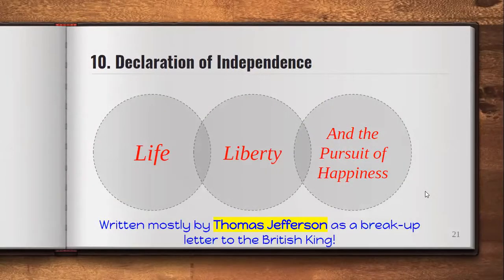All right, the Declaration of Independence. Number 10, we're almost done. Life, liberty, and the pursuit of happiness. Again, this is written mostly by Thomas Jefferson as sort of a breakup letter to the British king. He did not come up with the words life, liberty, and the pursuit of happiness. John Locke came up with life, liberty, and property. Jefferson tweaked it a little bit. So remember, Jefferson writes this.